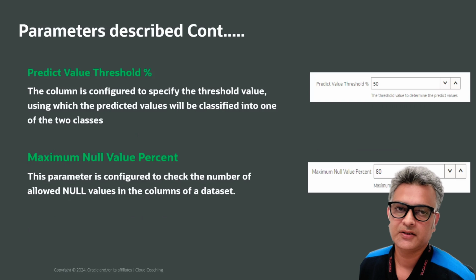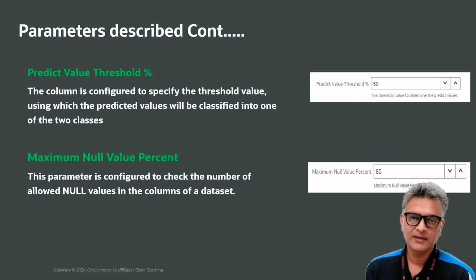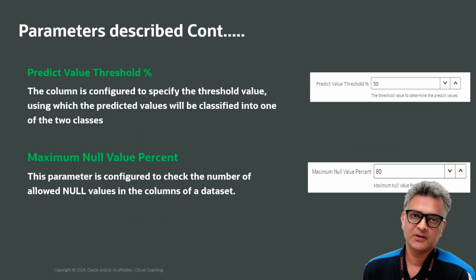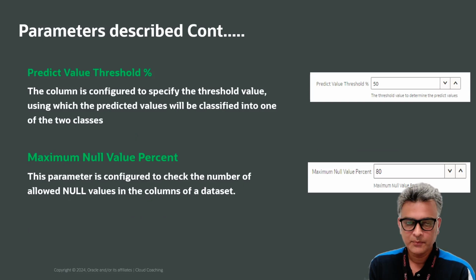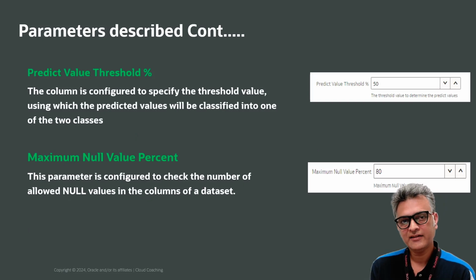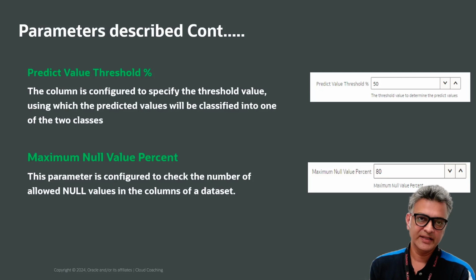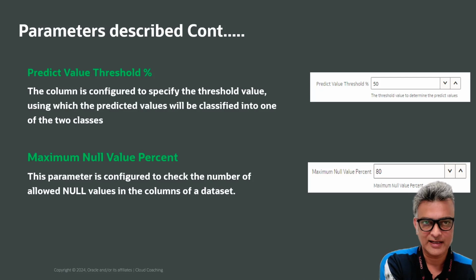Next is predict value threshold percentage. Now this is a new parameter when compared to naive Bayes. This parameter is very important because it identifies the threshold beyond which the machine learning model would identify one of the two output classes. To give you an example, let's say we keep the predictive value threshold percentage at 50. When the machine learning model is predicting the output and the prediction probability is 50% or more, then it will treat it as the primary class. Okay.